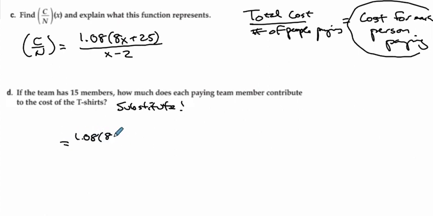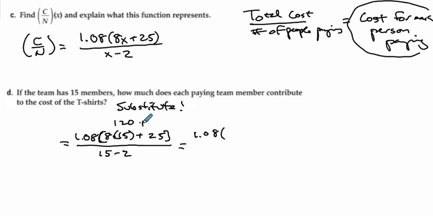So you're going to go 8 times 15, because that's what x is. So use a bracket, and we'll put 15 there to show you where we're substituting it. Close your bracket, and then you're going to divide this by 15 minus 2. So basically, this will be 1.08 times, well, this is 120, plus 25. So you got 145, times 1.08 divided by 13.